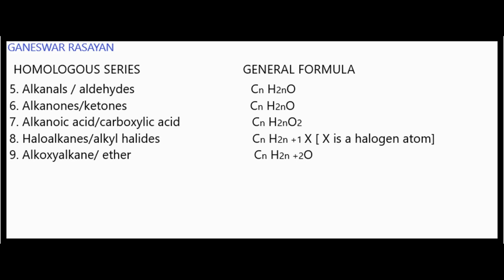7. Alkanoic acids or carboxylic acids: CnH2nO2. 8. Haloalkanes or alkyl halides: CnH2n+1X, where X is a halogen atom. 9. Alkoxyalkanes or ethers: CnH2n+2O.